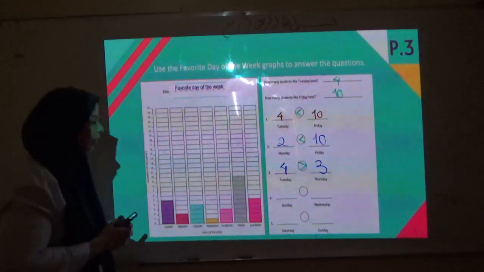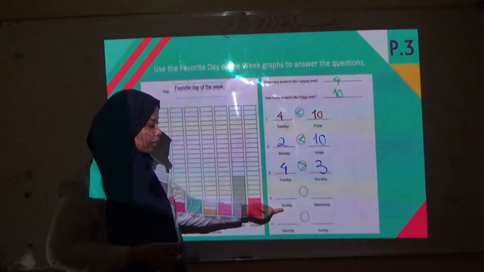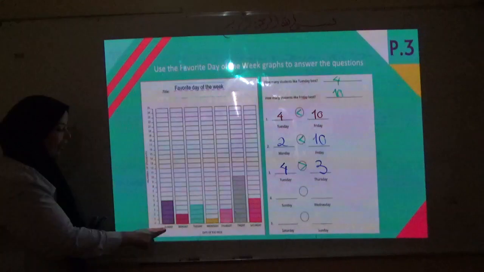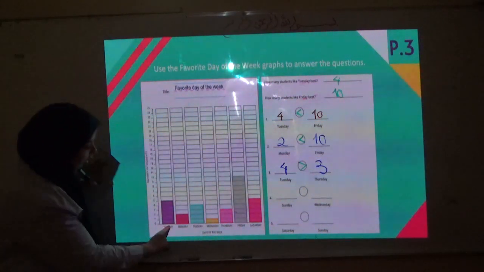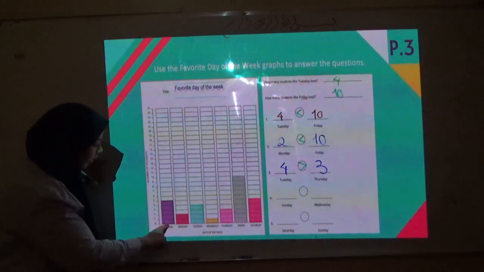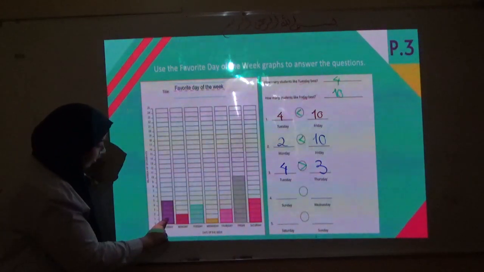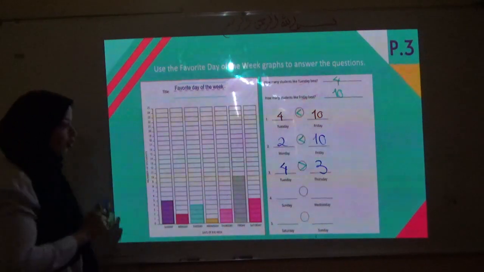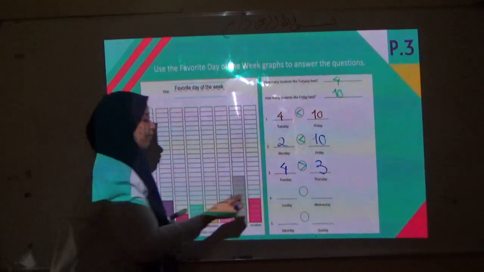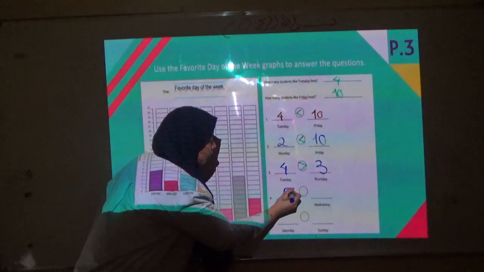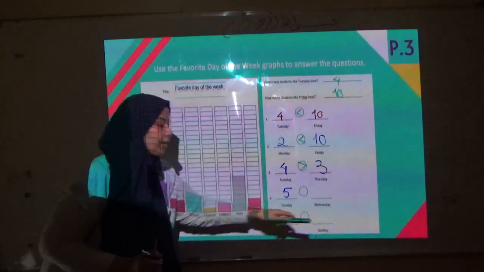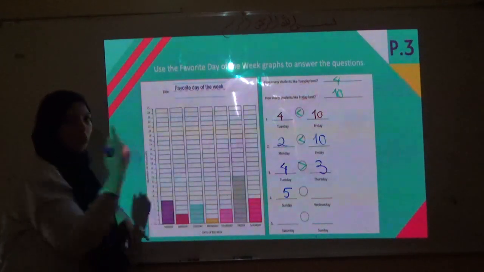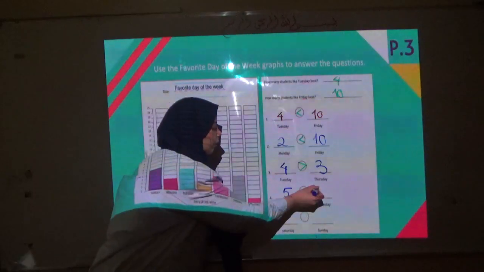The next one is Sunday and Wednesday. Let's do Sunday first. Here I have Sunday. I have to start from 0 and count the bar. 1, 2, 3, 4, 5. So for Sunday, I have 5 students. The next is Wednesday. I will go for Wednesday. Oh, it's an easy one. I only have 1 student, so I will write down here 1.